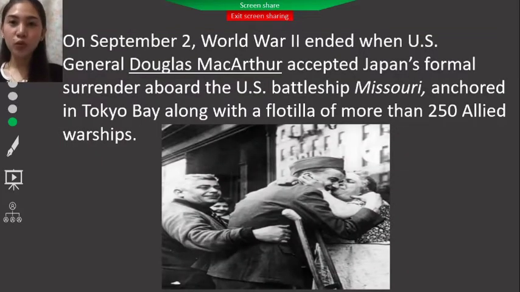On September 2, World War II ended when U.S. General Douglas MacArthur accepted Japan's formal surrender aboard the U.S. battleship Missouri, anchored in Tokyo Bay along with a flotilla of more than 250 Allied warships.